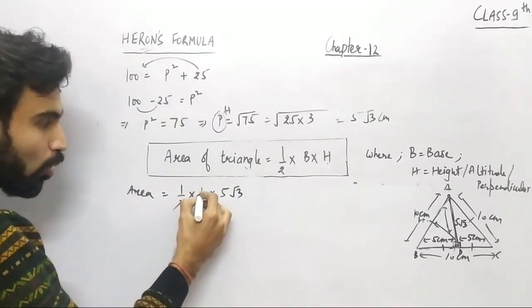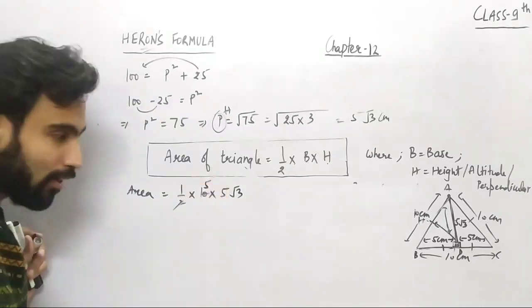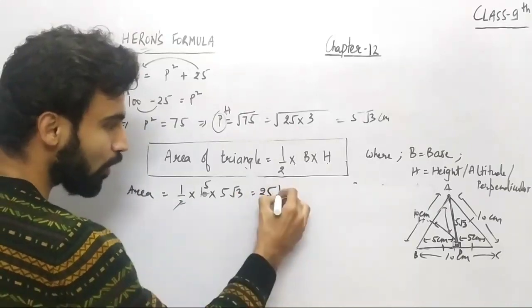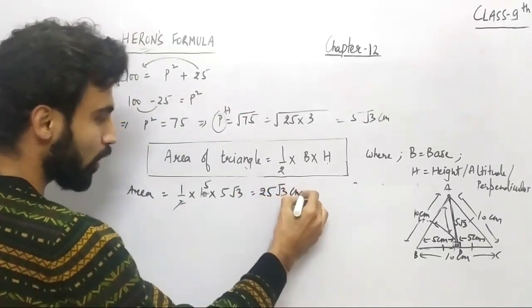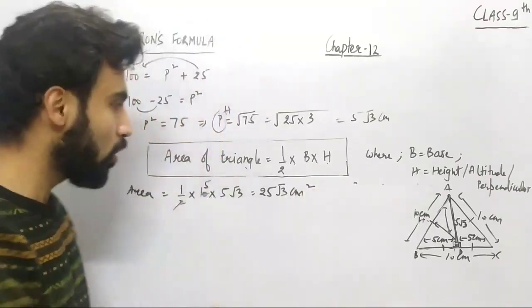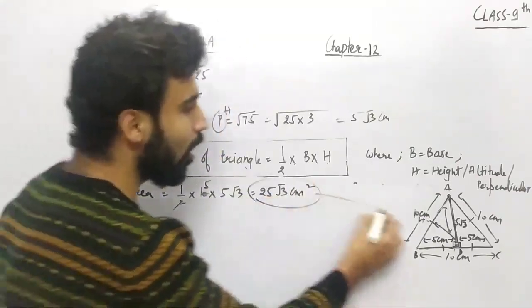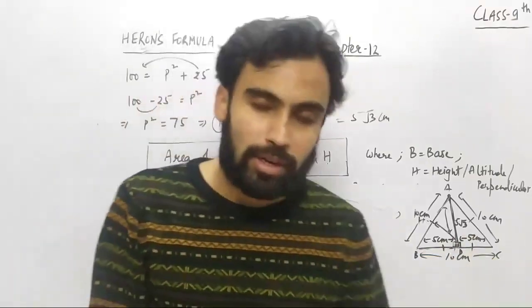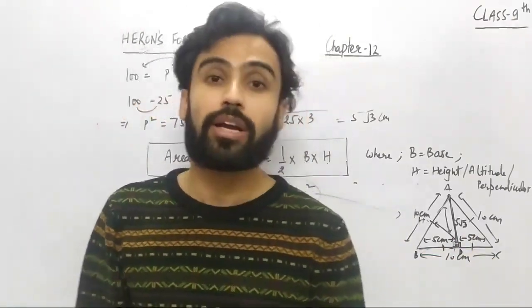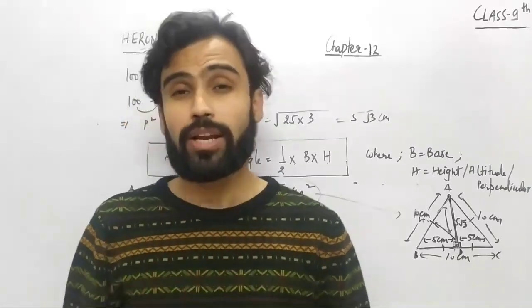Now you can see 2 5 ja 10. Now you can see 5 into 5, that will be 25 and root 3 as it is. So you can see the area will be in centimeter square as I've already told you. So this is going to be the area of this equilateral triangle. So you can see with the help of this formula again we have calculated the area of an equilateral triangle here.